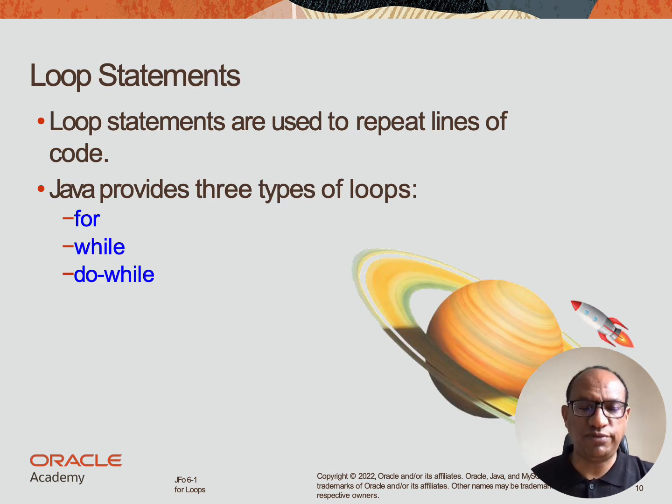Java gives us three kinds of loops: for loops, while loops, and do-while loops. This lesson focuses on the for loop, the one that runs a specific number of times, which makes it perfect for countdowns.